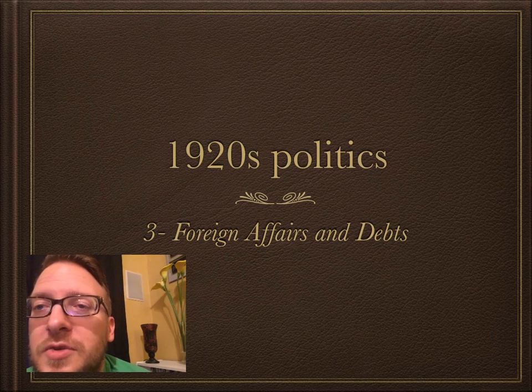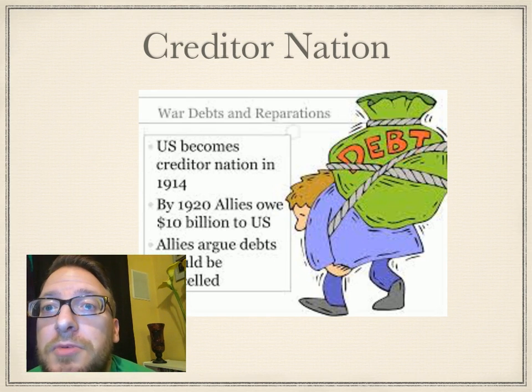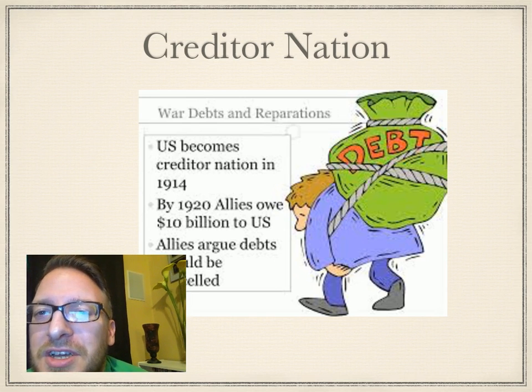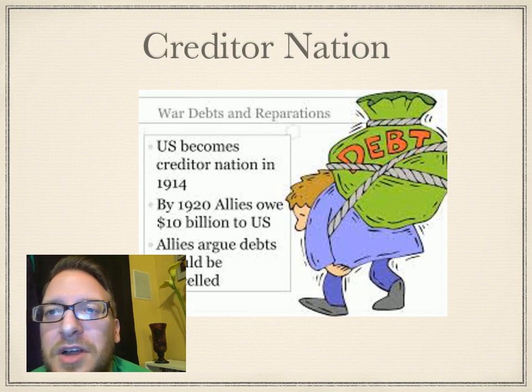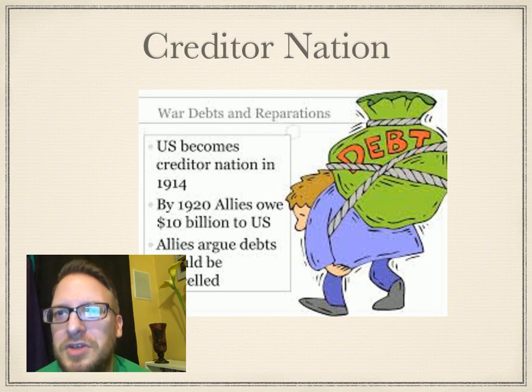Alright, this is our last 1920s politics. This is now foreign affairs and debts. Now, the U.S. becomes a creditor nation in 1914. By 1920, the Allies owe us $10 billion. The Allies actually argued the debt should be canceled. Okay? And this was kind of the compromise about why Germany is going to be fitted the bill, etc. And they basically feel that Germany is going to pay back these billions of dollars.